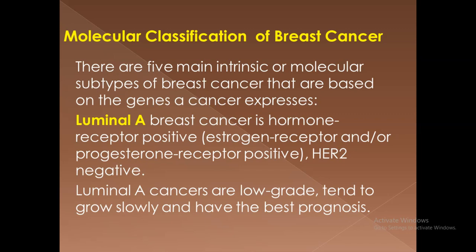Let's start with luminal A breast cancer. It is hormone receptor positive. That means estrogen receptor and/or progesterone receptor positive, HER2 negative. This type carries a low-grade tumor, and it is the best type in its prognosis. The tumor will grow slowly if it is of luminal type A.